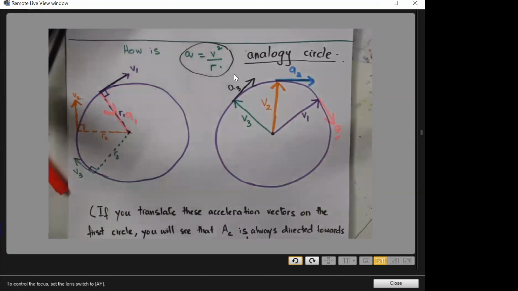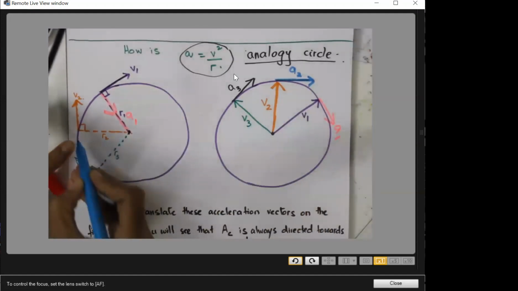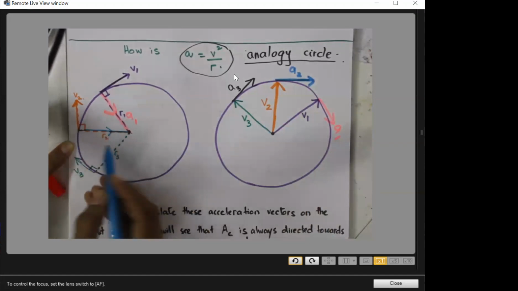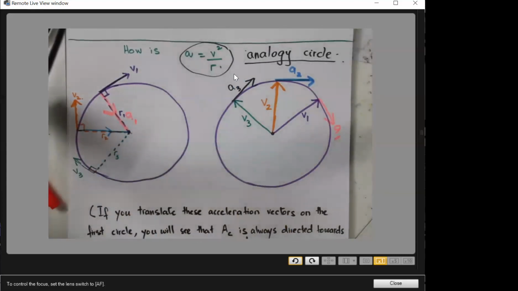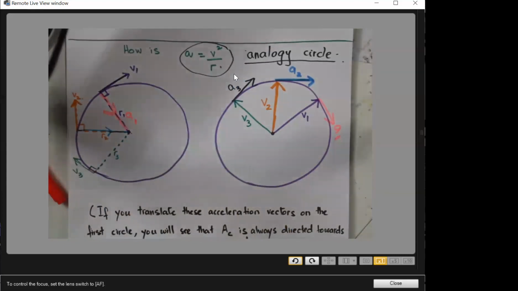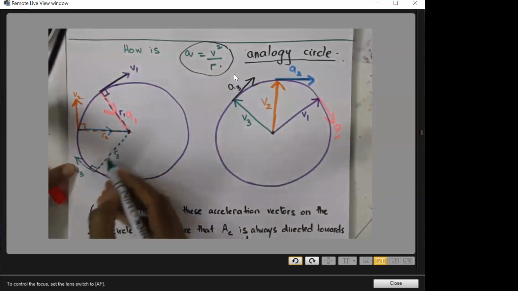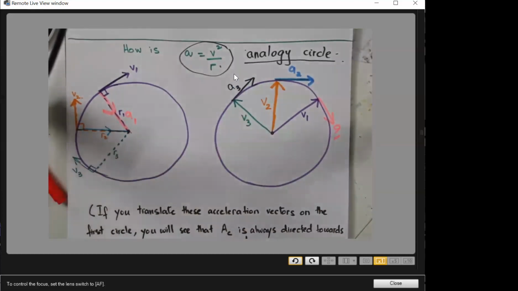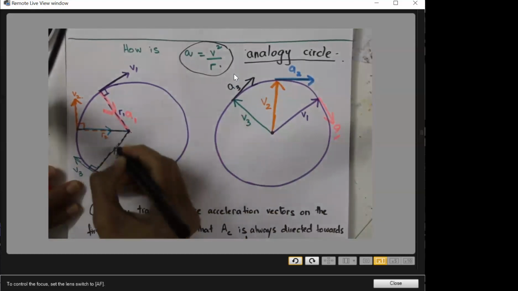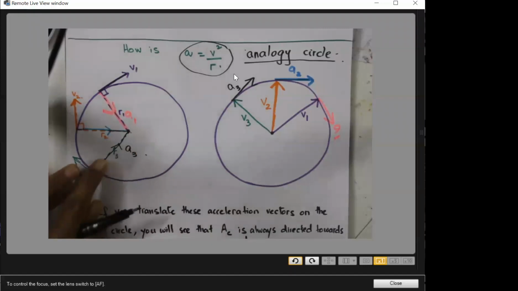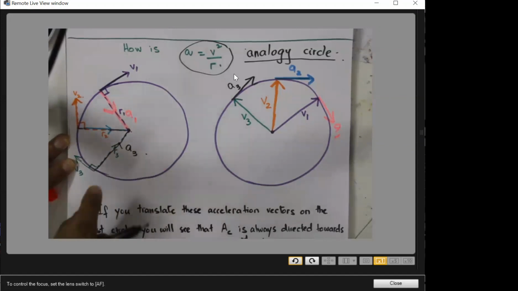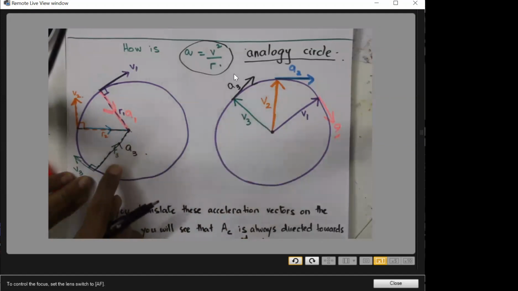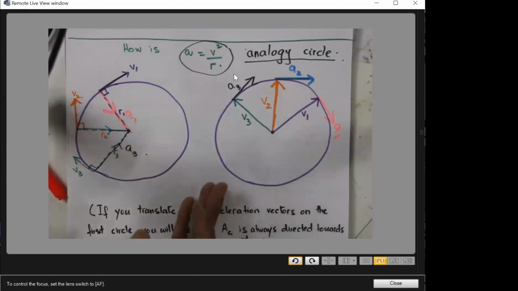Then, with the blue marker, acceleration 2 for V2 is here. Can you see when I'm translating, the direction stays the same. Now V3 acceleration is this way. Let me use a black marker. This is acceleration 3. Can you see all the accelerations are pointing towards the center of the circle on the original circle. In the original circle, all the acceleration vectors are pointing towards the center of the circle, just what we learned, right? So don't get confused.